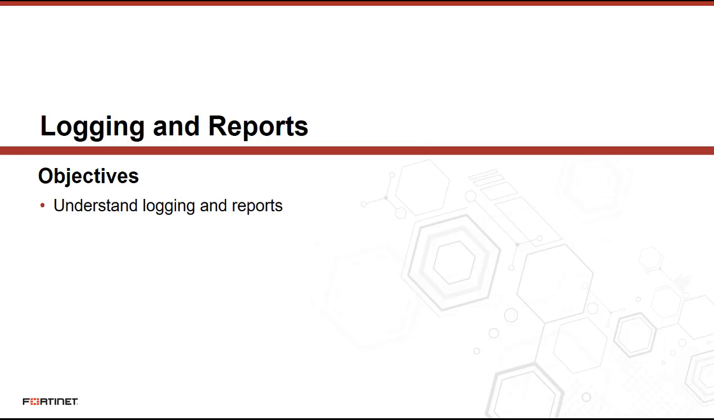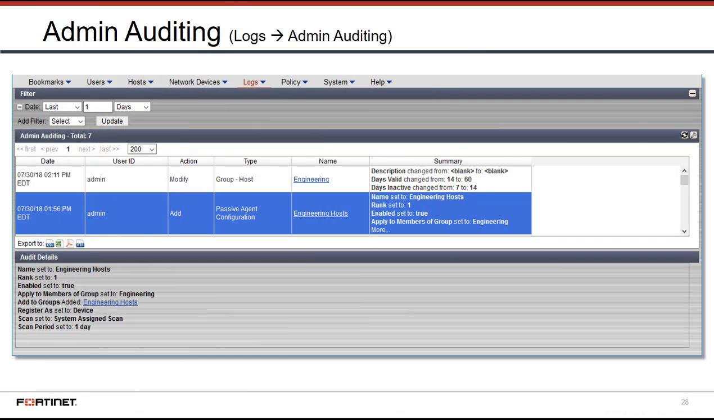Okay, so now we're going to take a look at the logging tools and views, as well as the reporting capabilities with the Fortinet. Our first log is going to be the admin auditing log. So this is the log that tracks all configuration changes created or caused by administrative users.